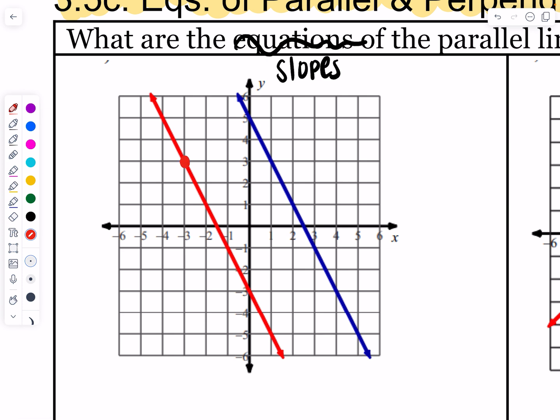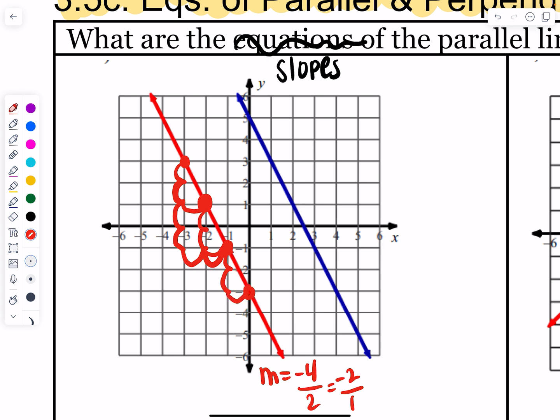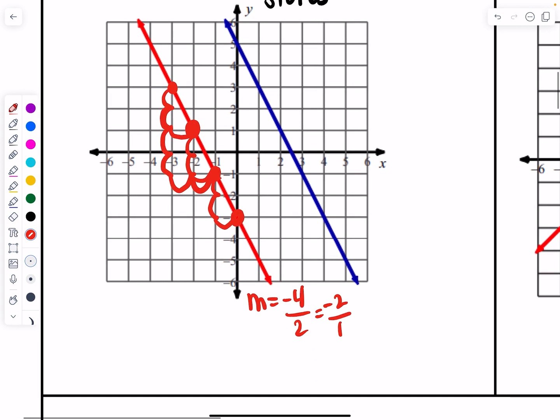Remember, when we calculate slope, we're looking at the rise over run. This slope is going to be down 1, 2, 3, 4, and right 2. So that's going to be negative 4 over 2, which is negative 2 over 1. Here's what that means. It means that you can also just go down 2 and then right 1. So that point will be on the line: down 2, right 1, down 2, right 1. So that is our slope of the line, negative 2 over 1.